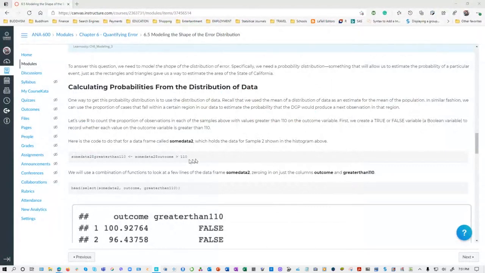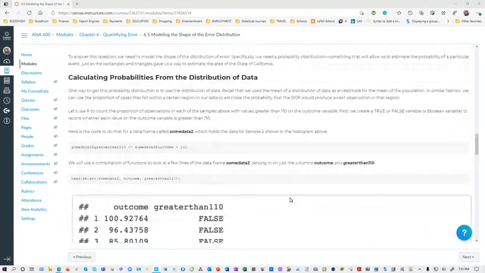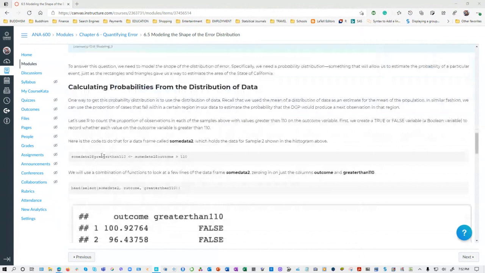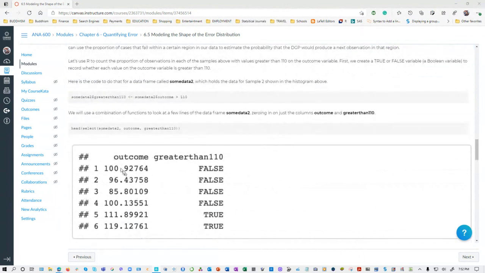How do you calculate it? One way to get this probability is to use the distribution of data. Recall that we use the mean of the data distribution as an estimate for the mean of the population. In a similar fashion, we can use the proportion of cases within a certain region. Here is the code to do that for a data frame called sim_data_2, which holds the data for sample 2 shown in the histogram above.